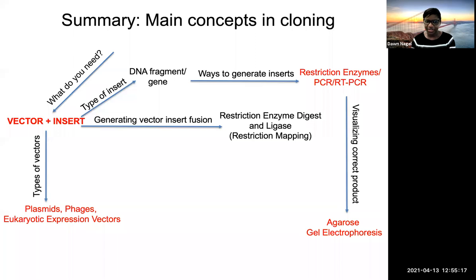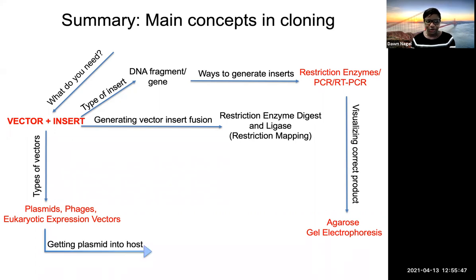Yes, exactly. You clone it. So you use a restriction enzyme, you digest it, you ligate it, and you can do some kind of restriction mapping after that to see whether or not it's in the correct orientation. But this is after the fact. You need to know which enzymes you can use to do the restriction enzyme digest and ligation to get them together.